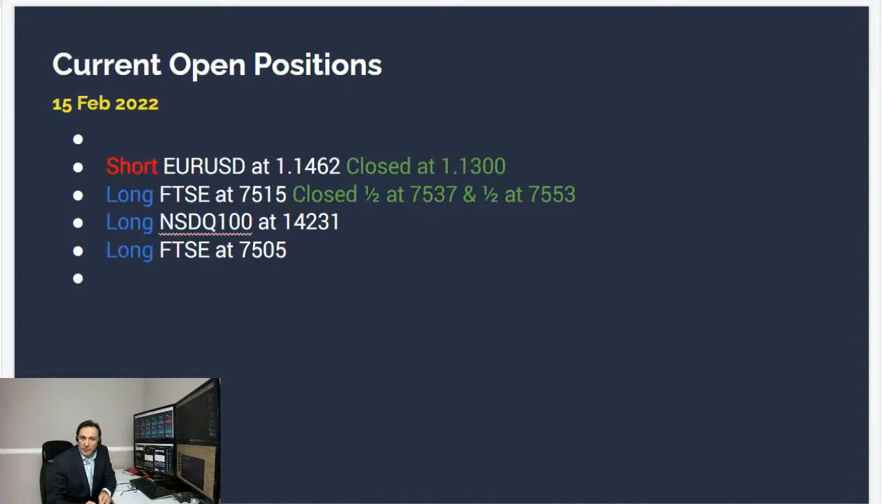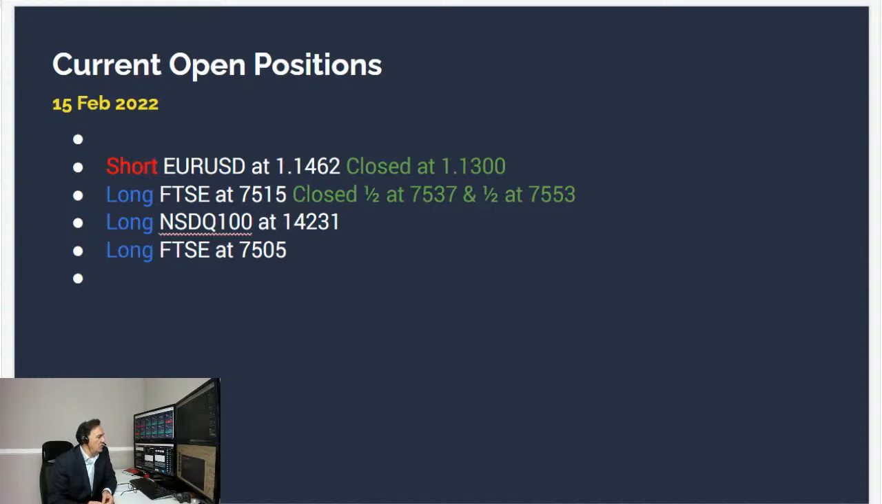I also had long FTSE and I took half of that position at 75.37 and then I took another half of that position at 75.53. Although my ultimate take profit was higher, I decided to take half and half, move the stop loss and get out. So I'm out of that, but I got in again on that trade.